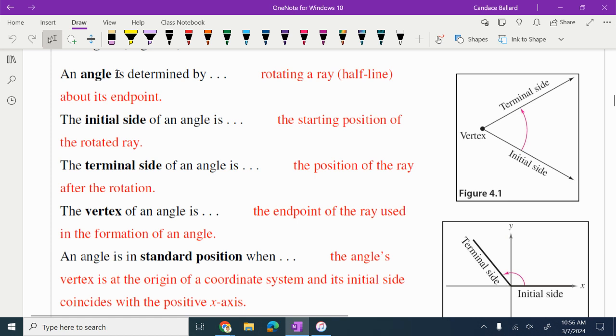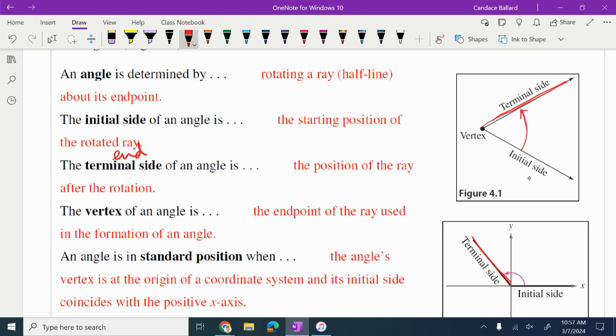An angle is determined by rotating a half line or a ray about its endpoint. So here's a ray right here. And if we rotate it about its endpoint, which ends up being the vertex, that gives us an angle. The terminal side of an angle is the position of the ray after the rotation. So after I rotate it, we have it. Terminal means end, right? So my ending side is the terminal side. It's where that initial side lands after I rotate it, and that's what creates the angle.